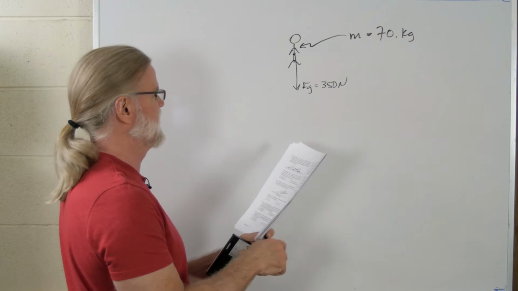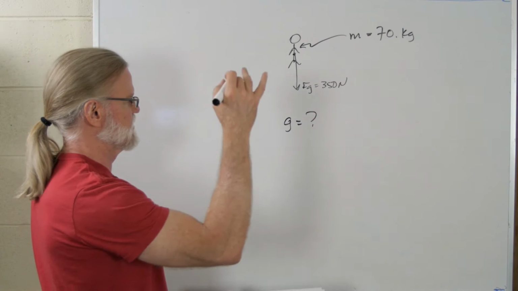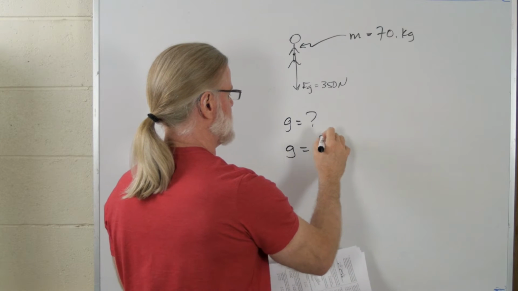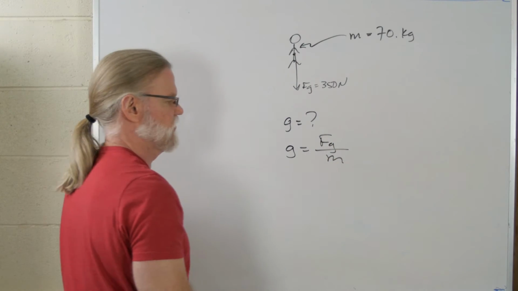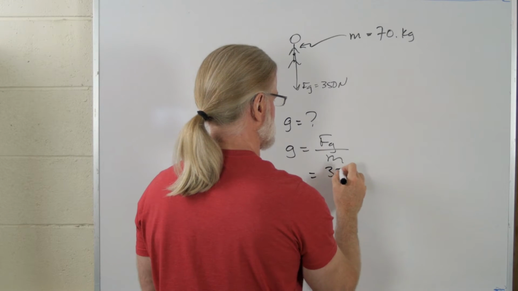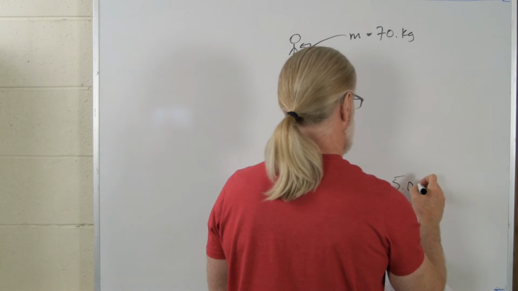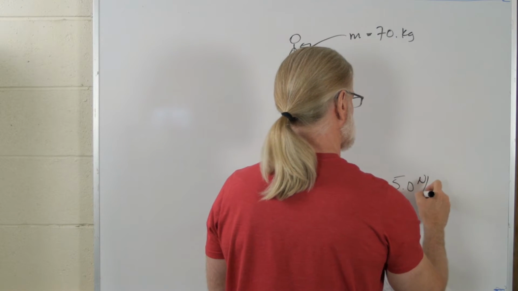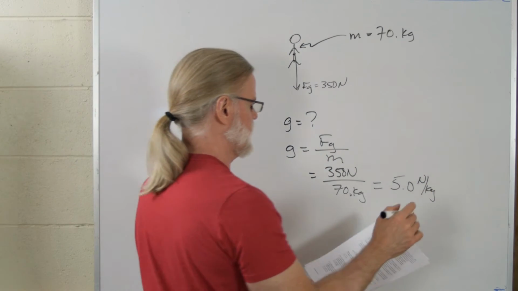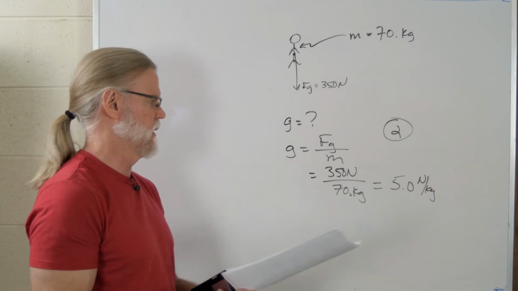What is the magnitude of the gravitational field strength? What is g? The gravitational field strength is an object's weight divided by its mass. We can find that in the reference table. His weight is 350 newtons and his mass is 70 kilograms. That's 5 newtons per kilogram, or meters per second squared would also work. I guess we'll go with newtons per kilogram. Of course, that would be meters per second squared, too.